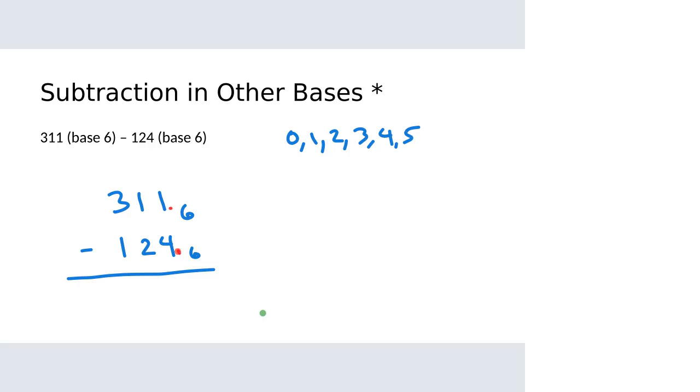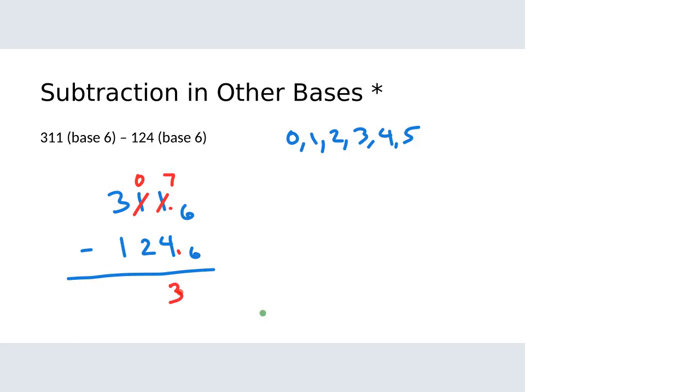Well, I can't do that. I can't do 1 minus 4, so I'm going to have to borrow. So this is going to become a 0, and this is going to get bigger by 6 because it's base 6. I borrowed 6, so that becomes a 7. Okay, now I can subtract in the ones. That's 7 minus 4 is 3.